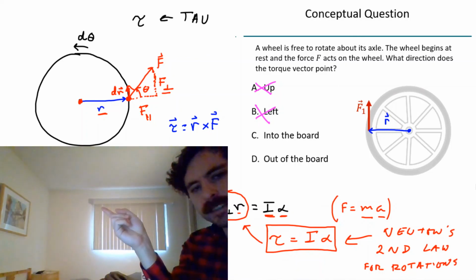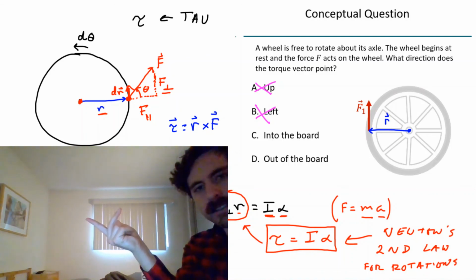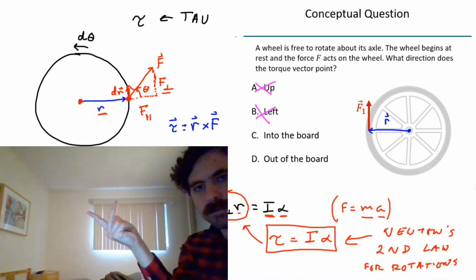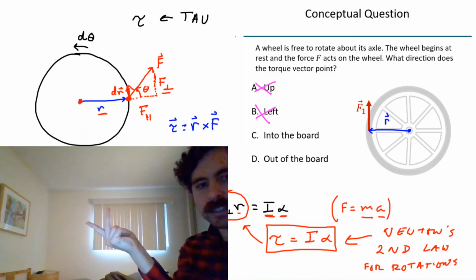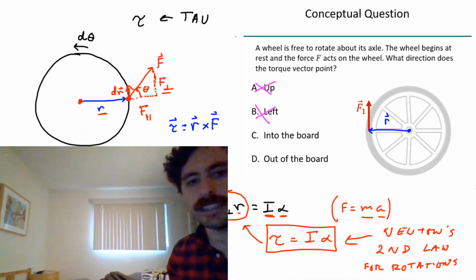So let's try this. Index finger in the direction of r, middle finger in the direction of F. My thumb, you can see here, points into the screen, into the board here. So the direction of this torque cross product vector is into the screen. Try it yourself and you'll see the same thing. So the right answer here is C, into the board.